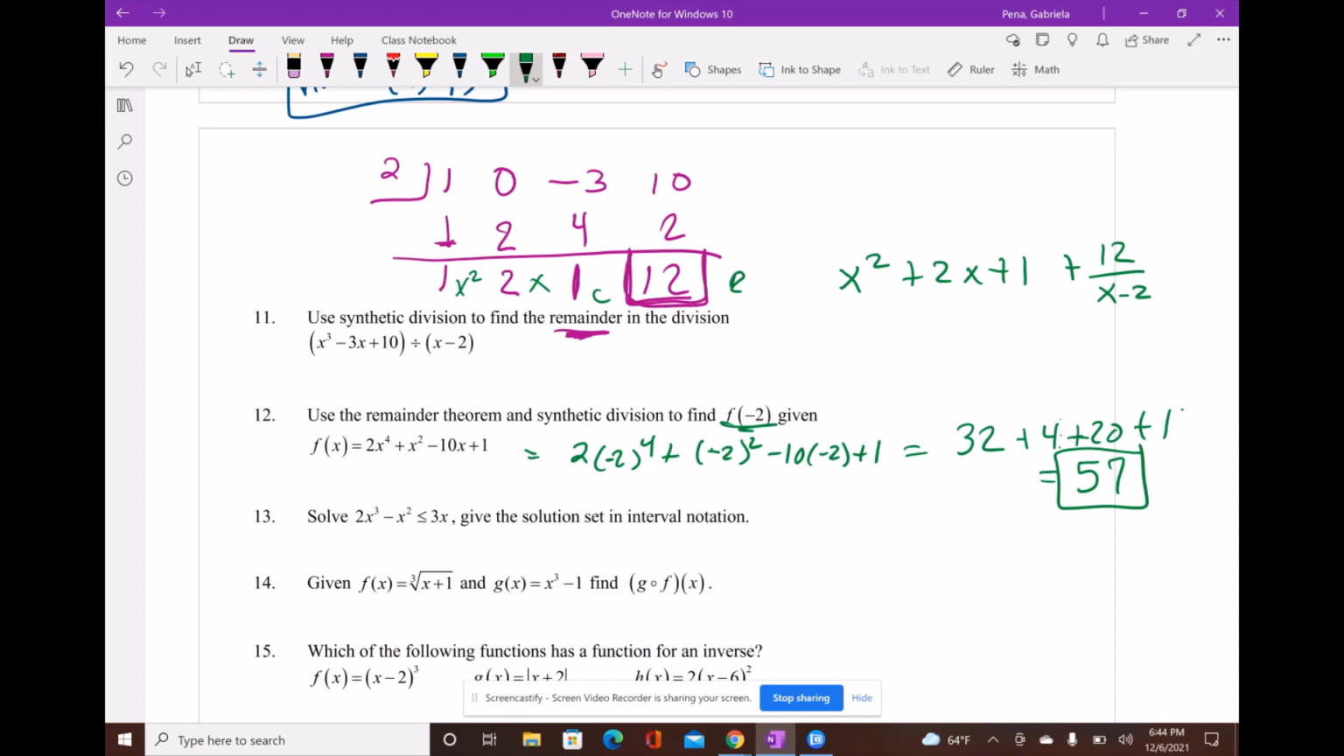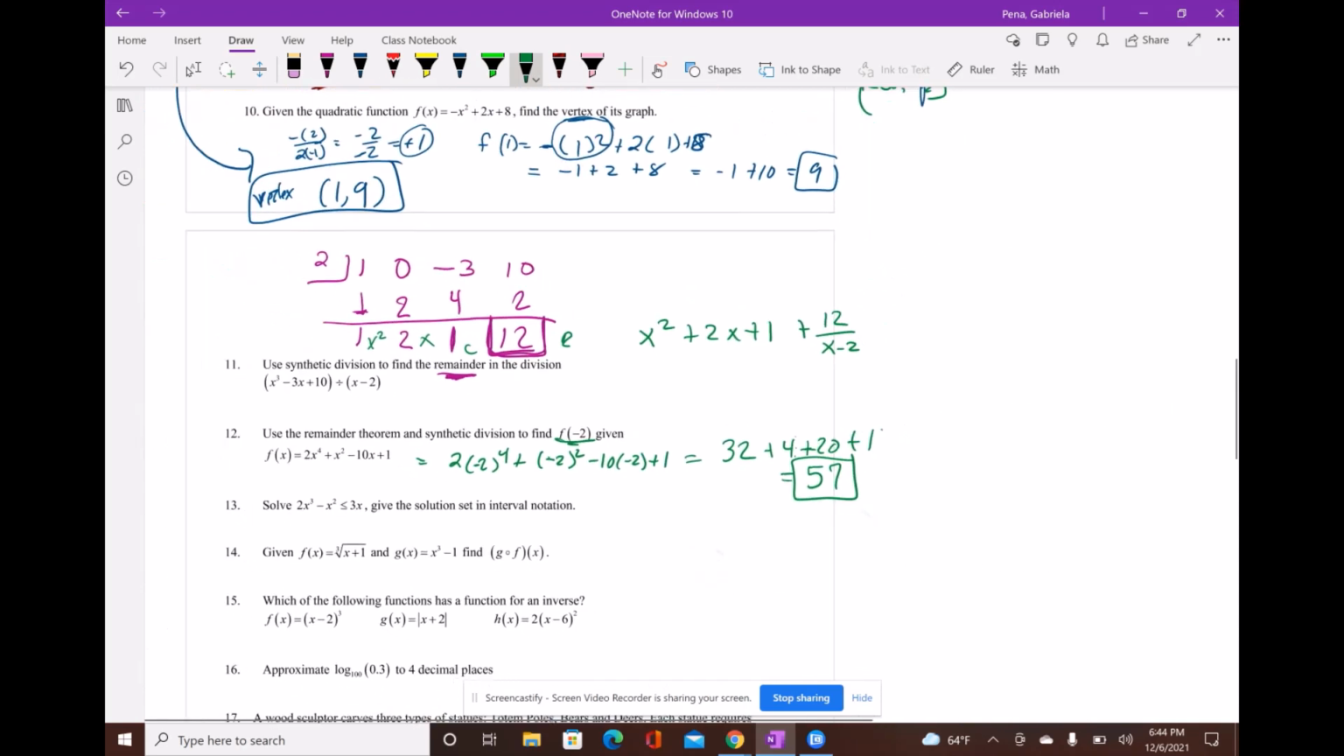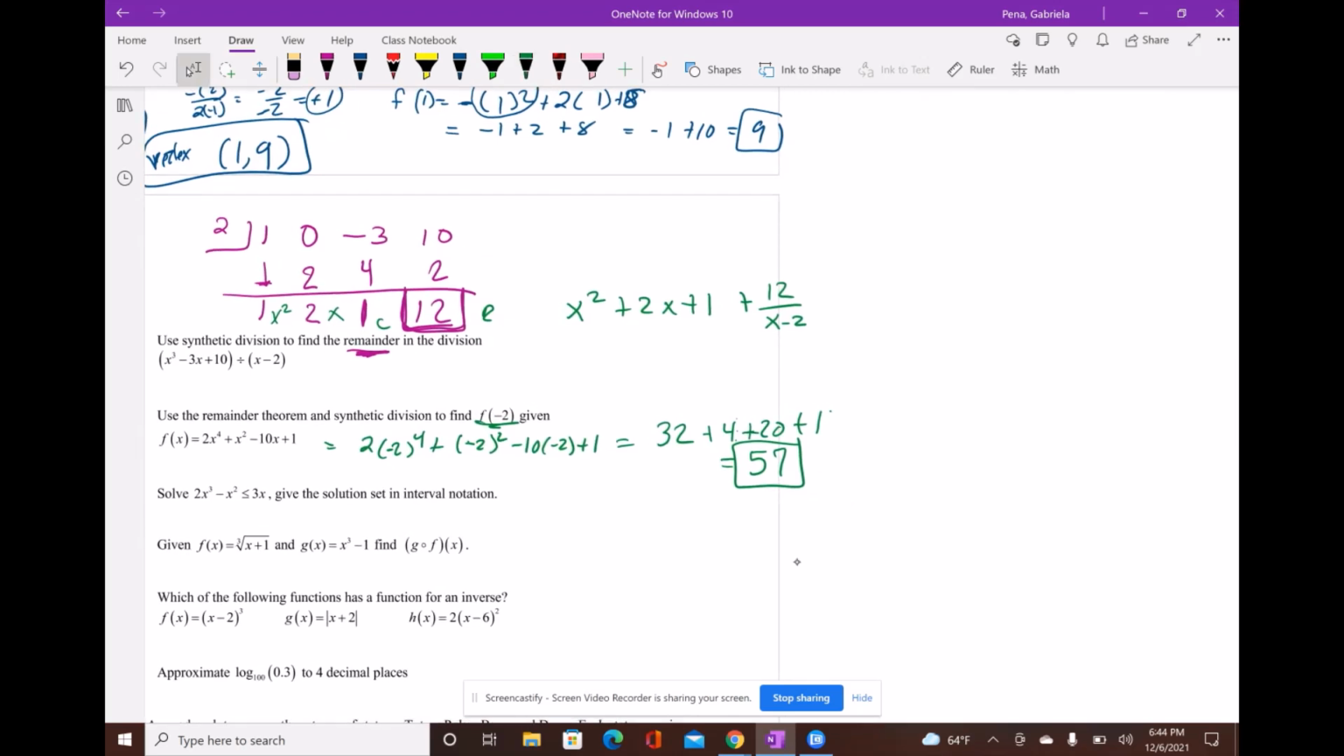What? I did synthetic, and I got 17. All right, let's do synthetic so you could see. Did you put 2, 0, 1, -10, and 1? Yes. Did you put a -2 out here? No. Oh, but that's why. This is already your x value. They didn't give you an equation.